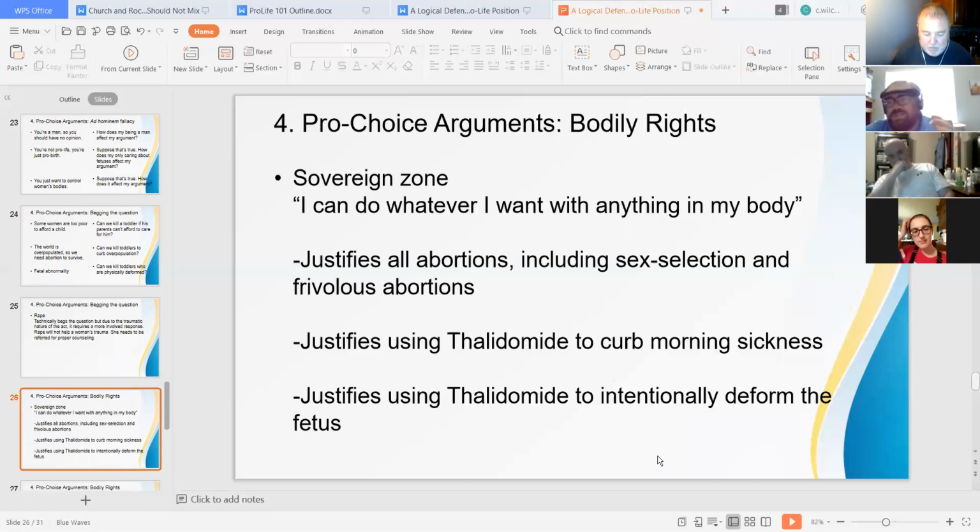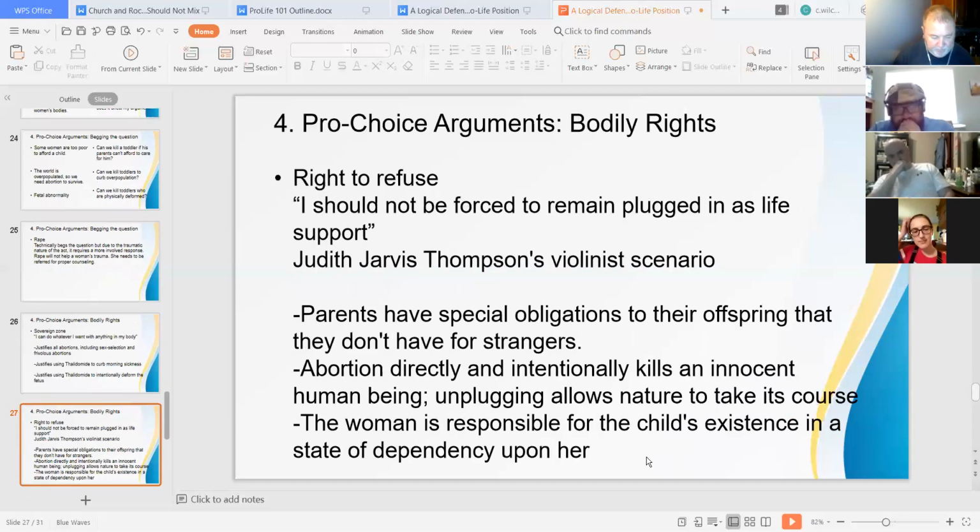I can't imagine there are very many pro-choice people who would deny that it is wrong to intentionally deform a fetus she intends to give birth to. Okay, so bodily rights is the better of these two arguments. The right to refuse is the better of the two bodily rights arguments.